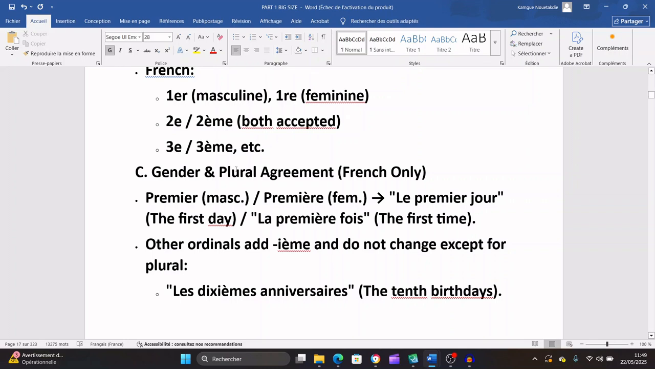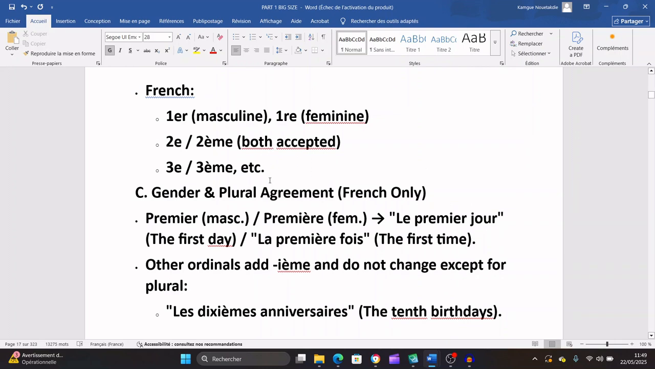Now gender and plural agreement, that is in French only. That is where you are having those changes in genders. As we saw here, premier or première is only in French. You don't have that in English. You have premier for masculine, then première in case of feminine.